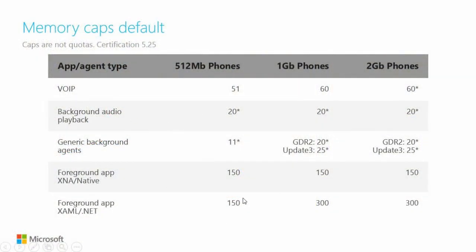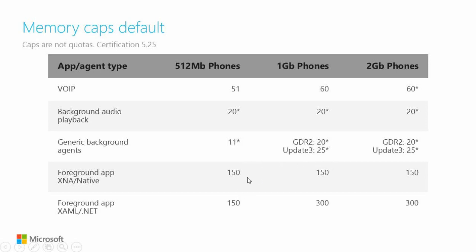This is going to show our memory cap. So you'll see here for voice over IP on the 512 megabyte phones, we're only actually getting access to 51 megabytes. That goes up to 60 on the 1 gig, stays at 60 for the 2 gigs. Our background audio gets 20 across the board. Our generic background agents, like I said before, the background agents running in the background, for the lower end devices, it's at 11 for the cap. When you get up into the higher ends, with update 3, it actually goes up to 25 on the 1 gig and the 2 gigs.